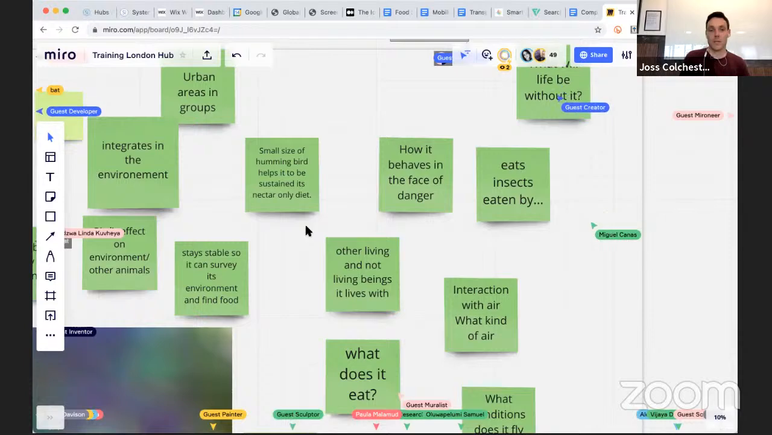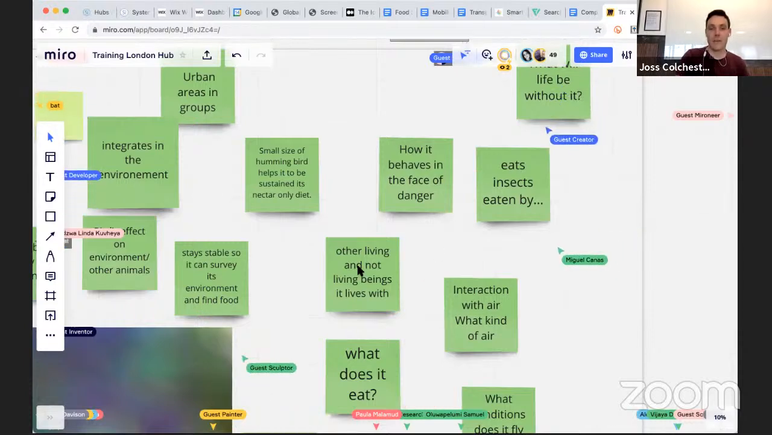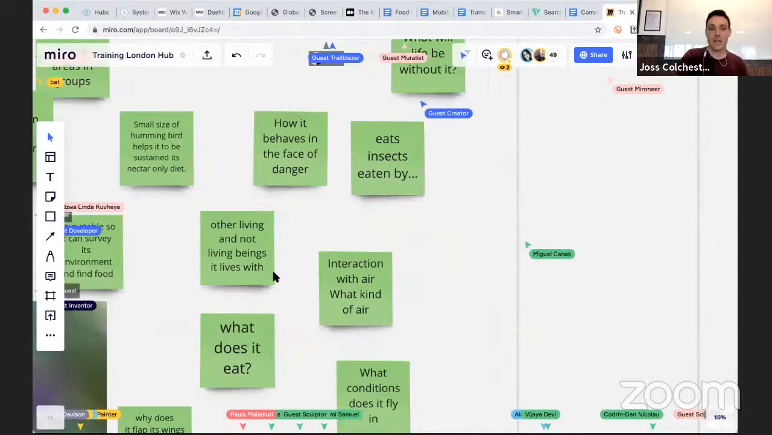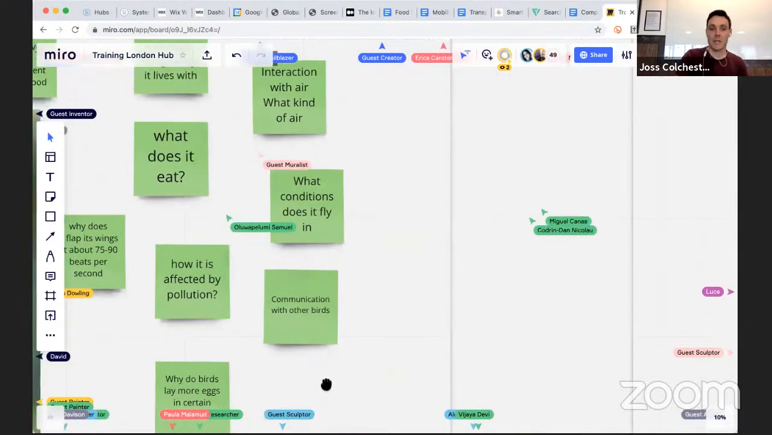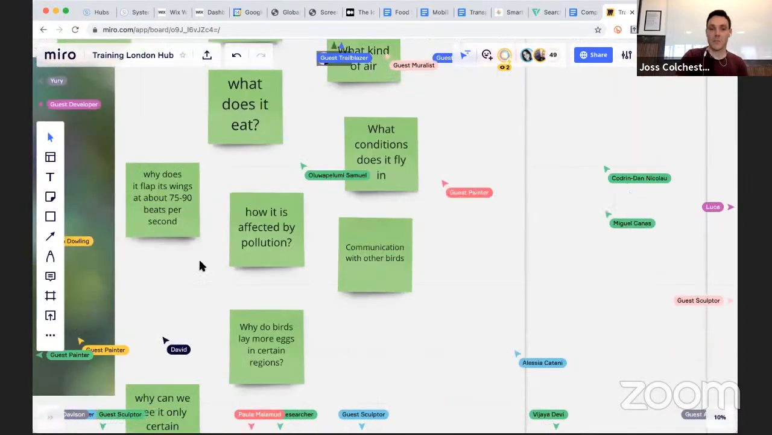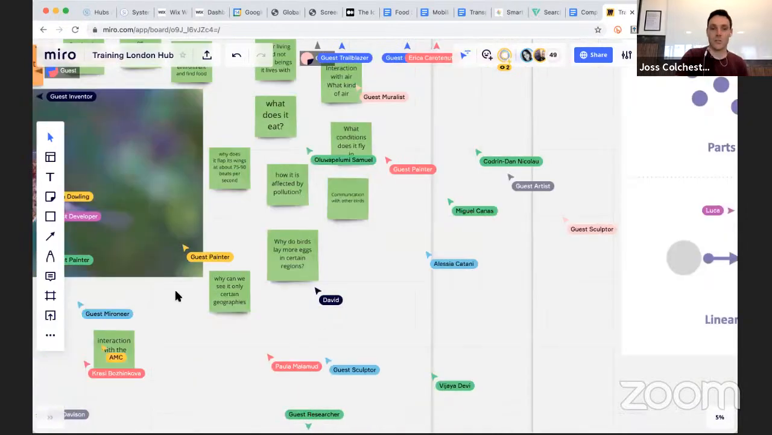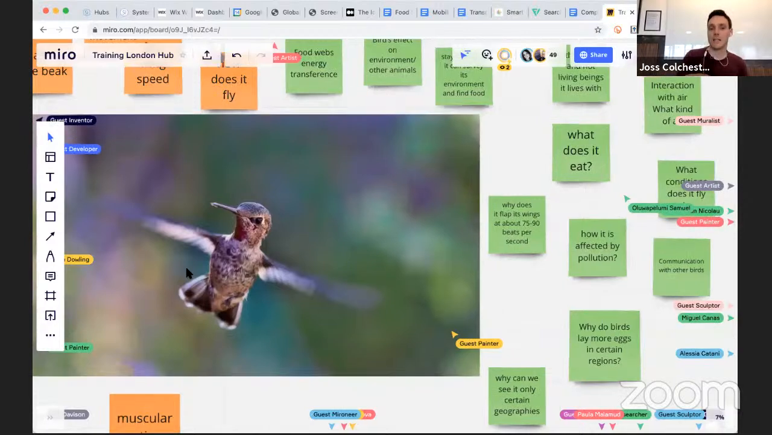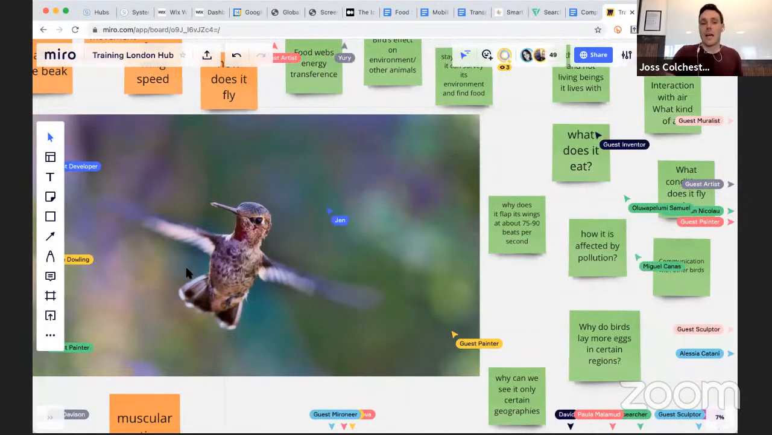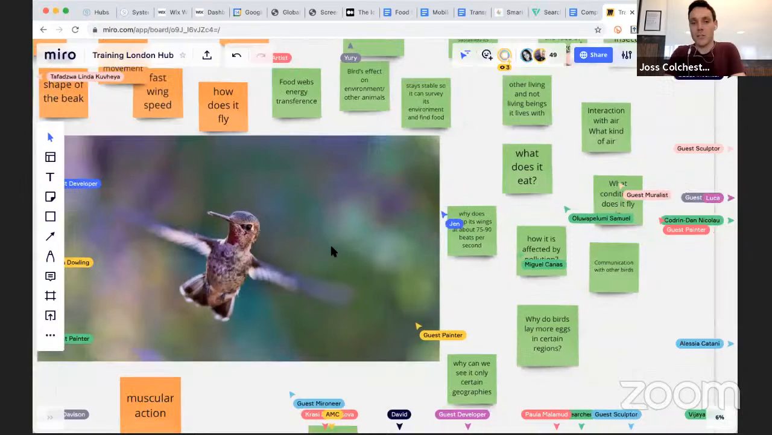Stay stable so it can survive, survey its environment and find food. Other living and non-living beings it lives with, yeah. What does it eat? Interact with air. What kind of air? Okay, very good. Communicates with other birds, yep. So you get the idea, right? Analysis is going to drill down, look inside that system. And holism is going to look at its relationship with its environment.